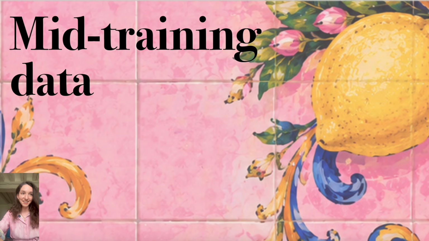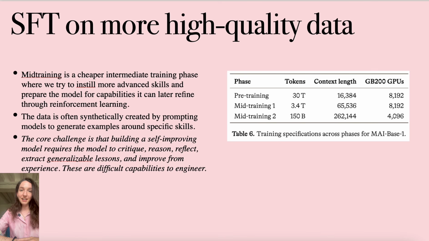All right, mid-training stage. The mid-training stage is basically continuing pre-training, in the sense that it's still supervised fine-tuning, but here it's a cheaper stage that is also focused on more high-quality data. So if, for example, in this graph the pre-training stage takes 30 trillion tokens, the mid-training stages only take 3 trillion and 150 billion. So it's a cheaper stage.